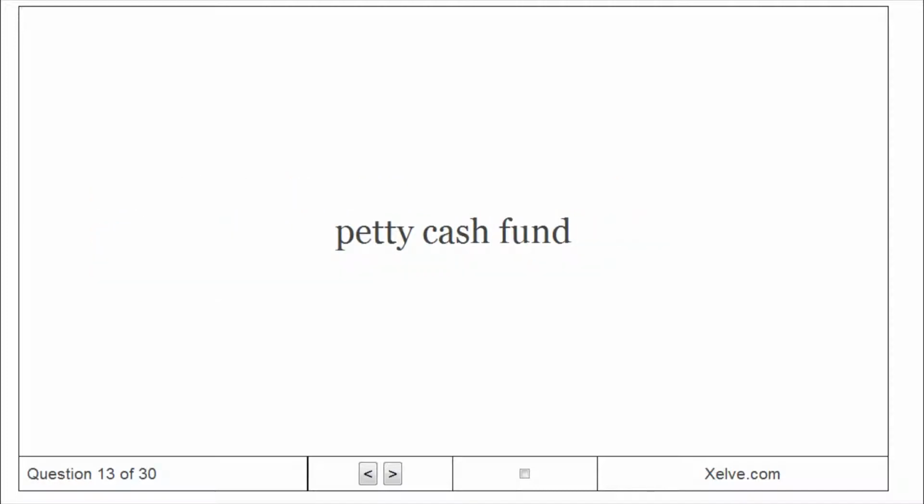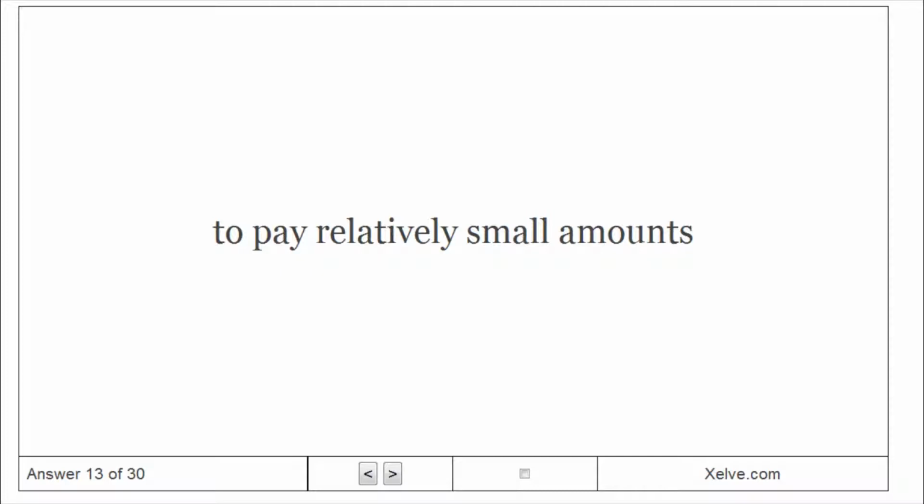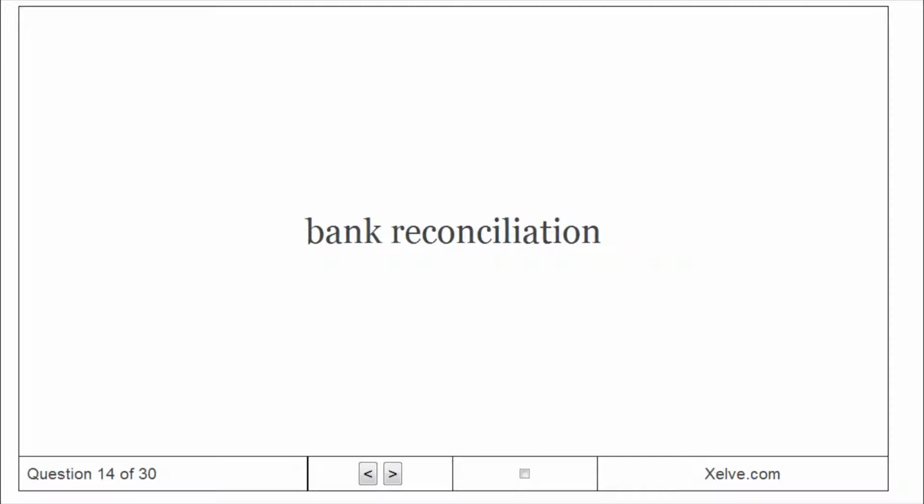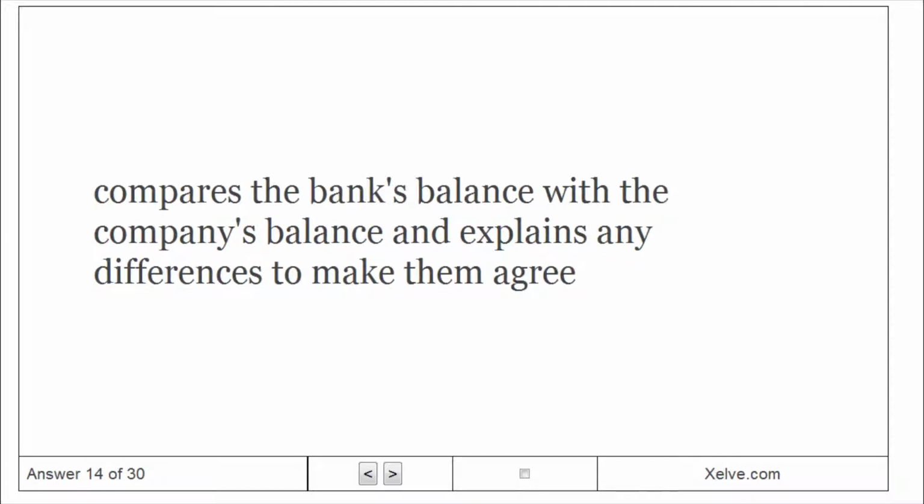Petty cash fund. To pay relatively small amounts. Bank reconciliation. Compares the bank's balance with the company's balance and explains any differences to make them agree.